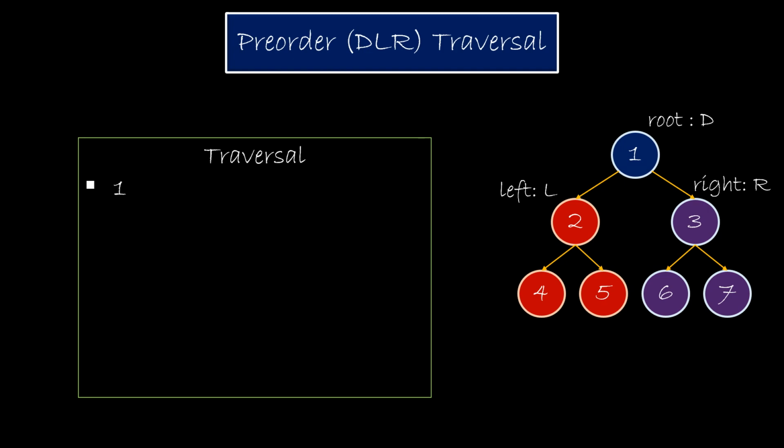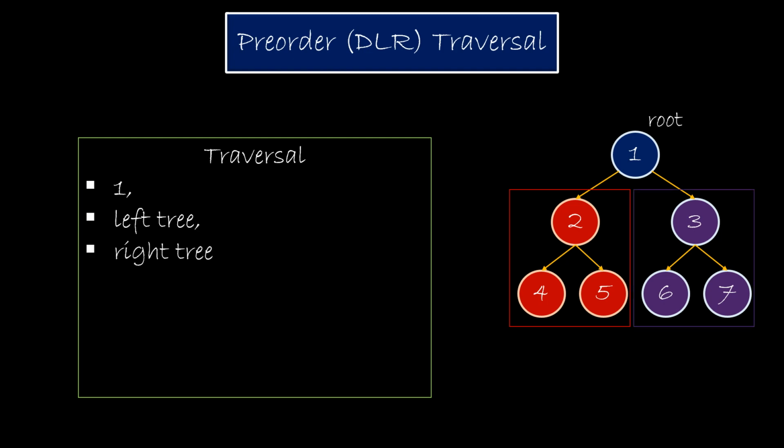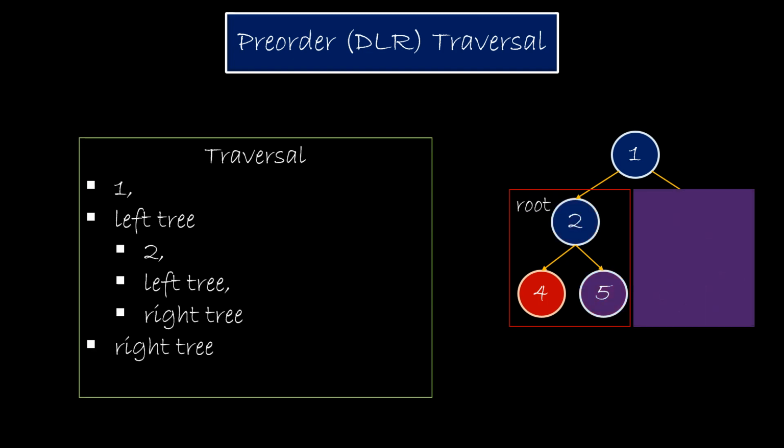For the given tree, 1 is the root or D. Its left subtree marked in red becomes left and the right subtree marked in purple becomes right. So we first process the root and write 1 in our result. Now we traverse to the left subtree and then we will traverse to the right subtree. For now, let's just focus on the left part.